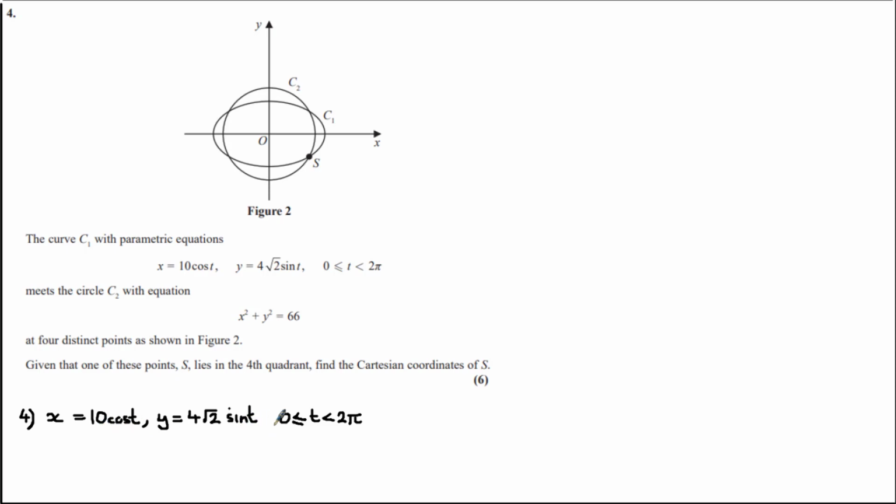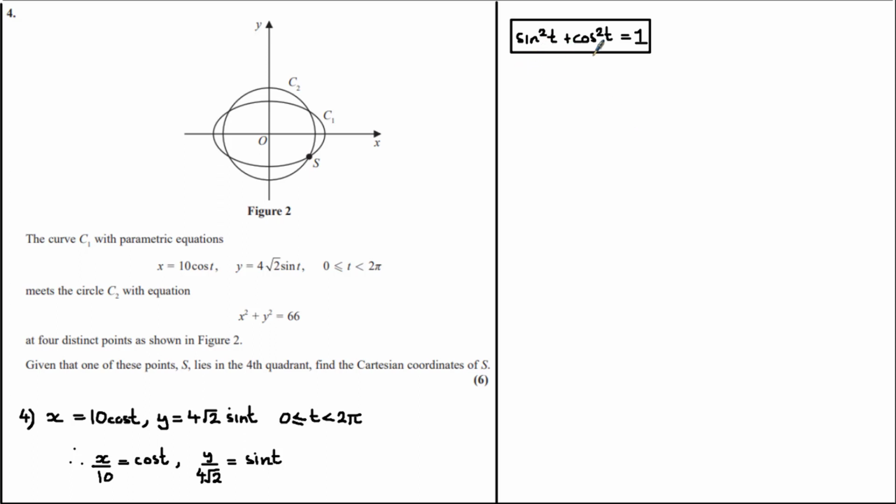Noticing that we have trigonometric functions inside this parametric equation, we can do the following. If we divide both sides of this equation by 10, we get that x over 10 is equal to cosine of t, and if we divide both sides of this equation by 4 root 2, we get that y over 4 root 2 is equal to sine of t. As we now have an expression for cosine of t and an expression for sine of t in terms of x and y, we can use our famous Pythagorean identity sine squared of t plus cosine squared of t is equal to 1 in order to eliminate the variable t.